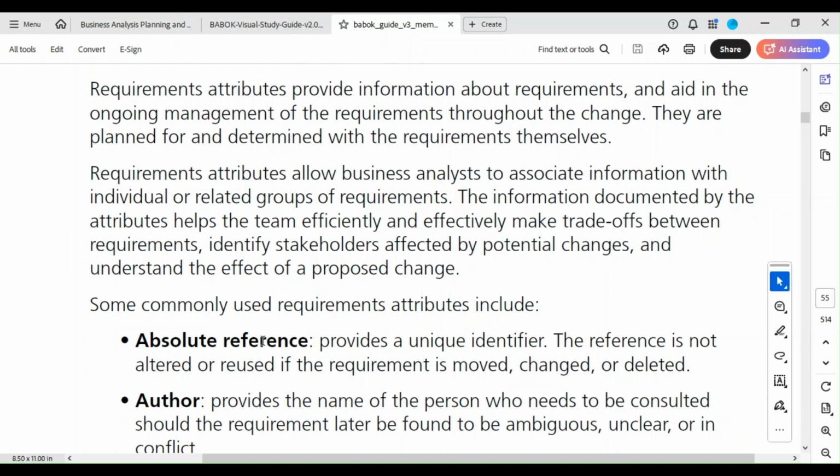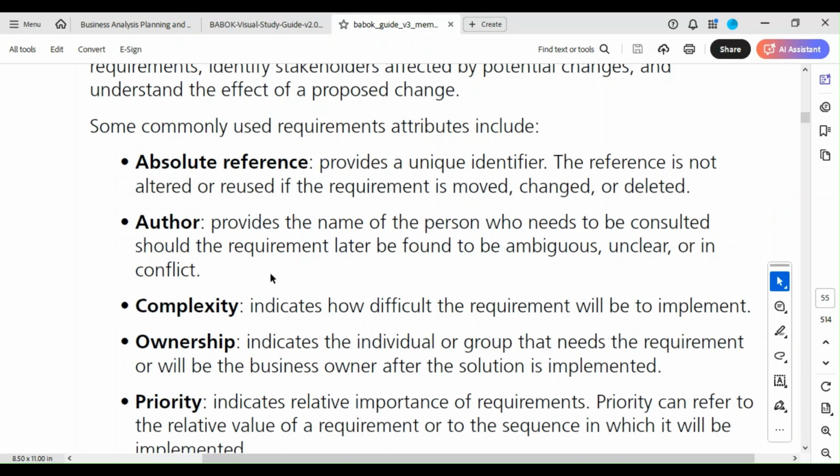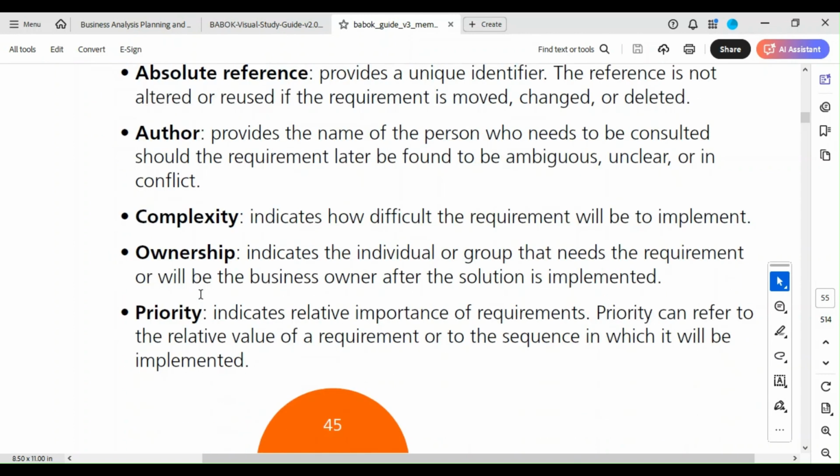Okay, some commonly used requirement attributes include absolute reference, which provides a unique identifier. The reference is not altered or reused if the requirement is moved, changed, or deleted. This is just telling you the absolute reference ID. Also, author provides the name of the person who needs to be consulted should the requirement later be found to be ambiguous, unclear, or in conflict. So the requirement goes with an identifier, and tells you, okay, this person requested for this.